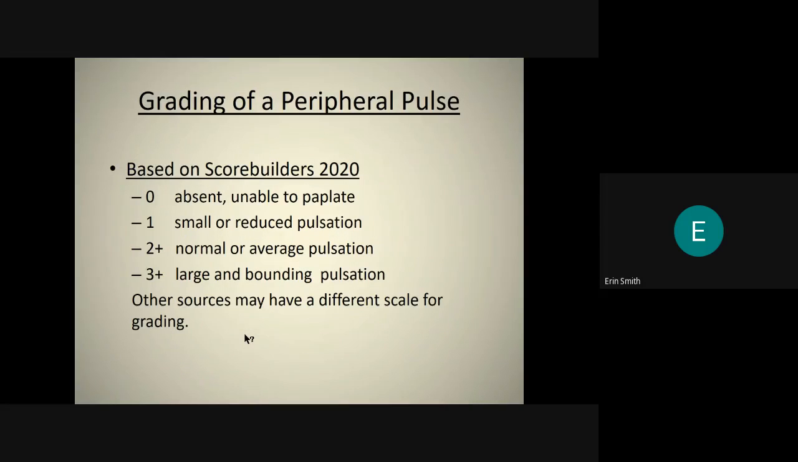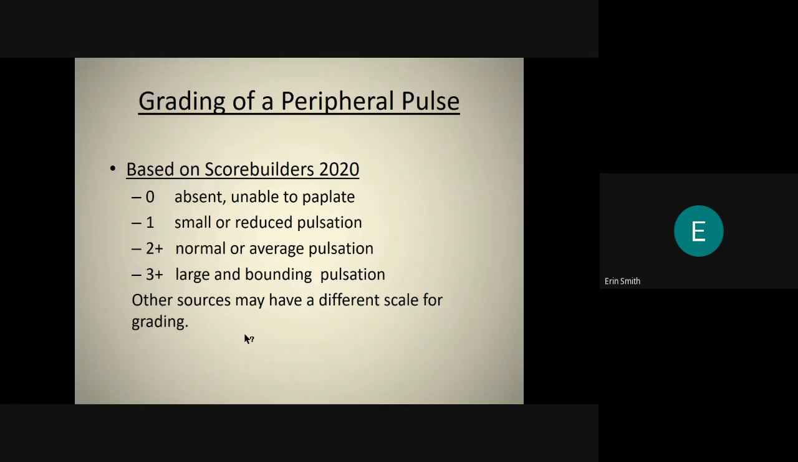So another thing that we do with pulse is we grade the peripheral pulse. You're going to see different scores based on different sources. The source I'm using is the Score Builders book, because I know you guys had to purchase that. That's the book that you will be studying for your board exam, so that's the one I'm going to ask you guys to know.